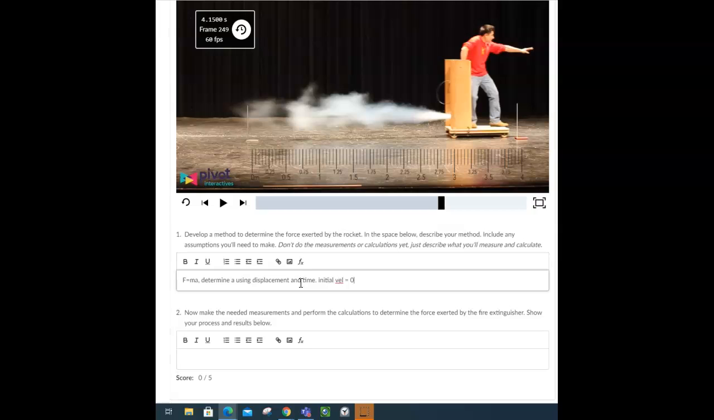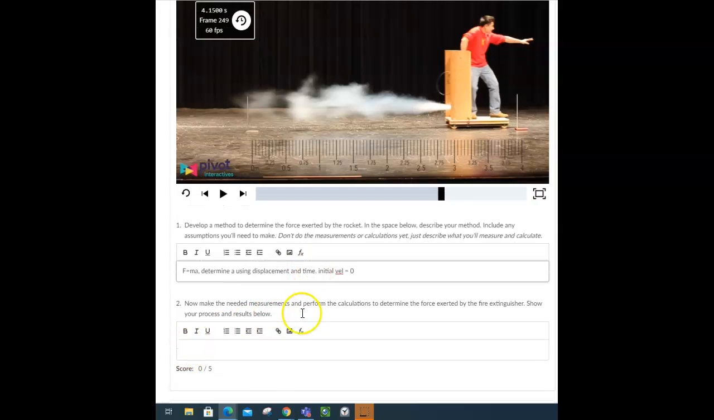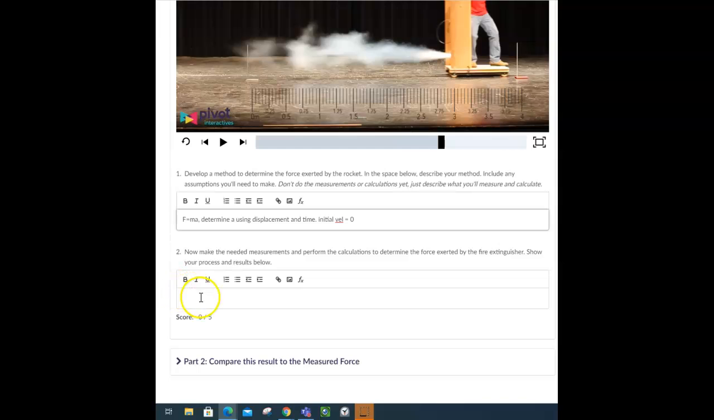So you'll have to look through your kinematics equations for an equation that has initial velocity, acceleration, time, and displacement in it so that you can find the acceleration. You cannot use the definition of acceleration here. You can't use acceleration as Vf minus Vi over t because you don't know the final velocity. And now you'll need to make the measurements and do the calculation. Please show your work here if you want to earn the points.